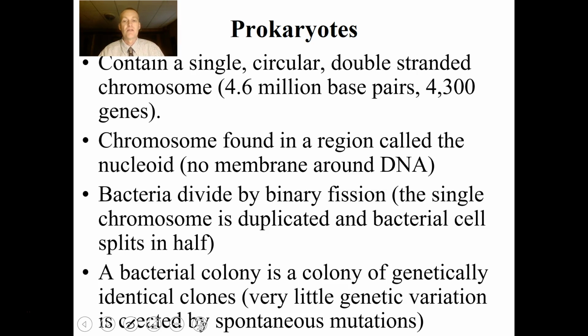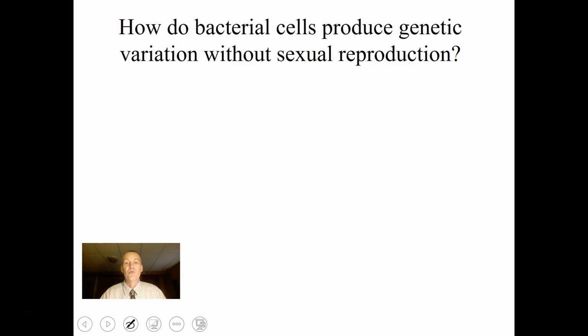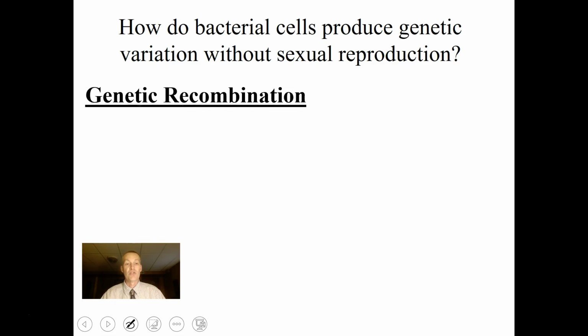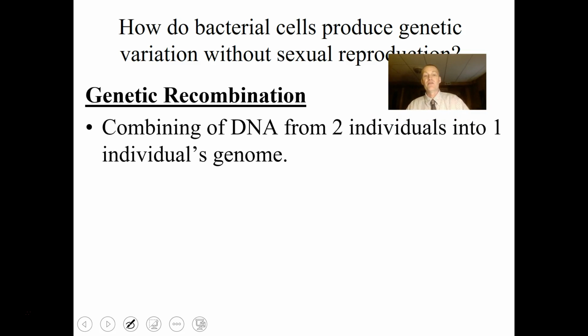So how do bacterial cells reproduce and produce genetic variation without sexual reproduction? Because bacteria don't have sperm cells and egg cells. They literally copy their DNA, split in half, so that their daughter cells are clones of the parent. But there is the ability for them to get genetic variation, so that they can evolve and adapt to changing environmental conditions. So genetic recombination, by definition, is the combining of DNA of two individuals into one individual's genome.